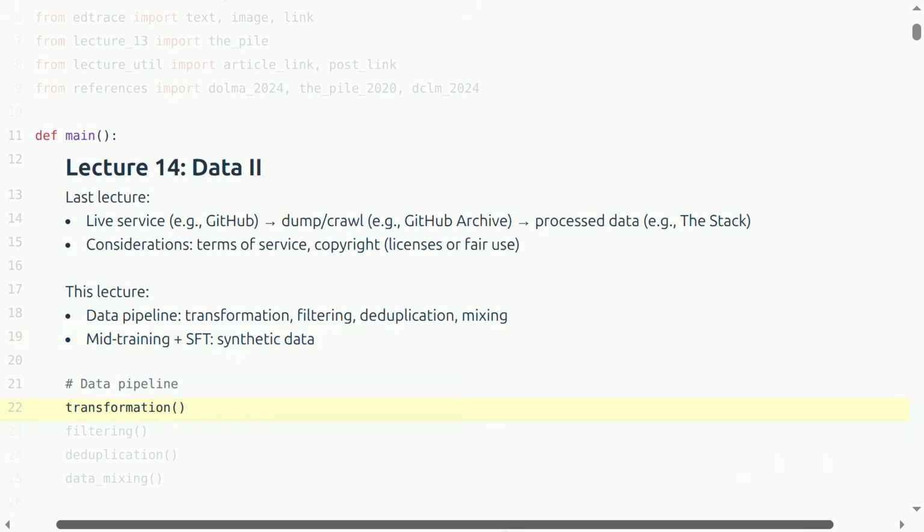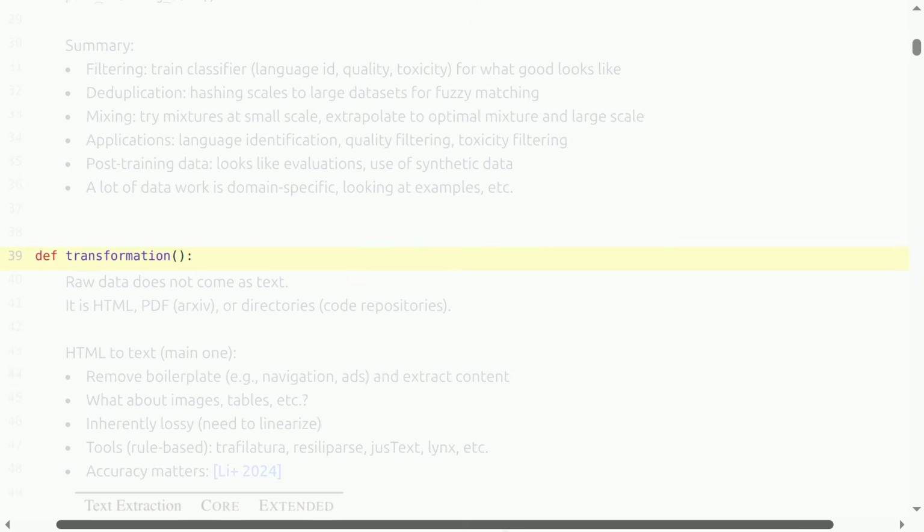So the first part is going to be mostly about pre-training. That's what you should have in mind. So we talked a little bit about data transformation already, but just as a reminder, raw data doesn't come as text, even if you've scraped something. If you ever look inside Common Crawl, it's not text. It's either HTML. Sometimes it could be PDFs or directories in the case of GitHub. So most of the attention on transforming data is dealing with HTML because most of the web is in HTML.